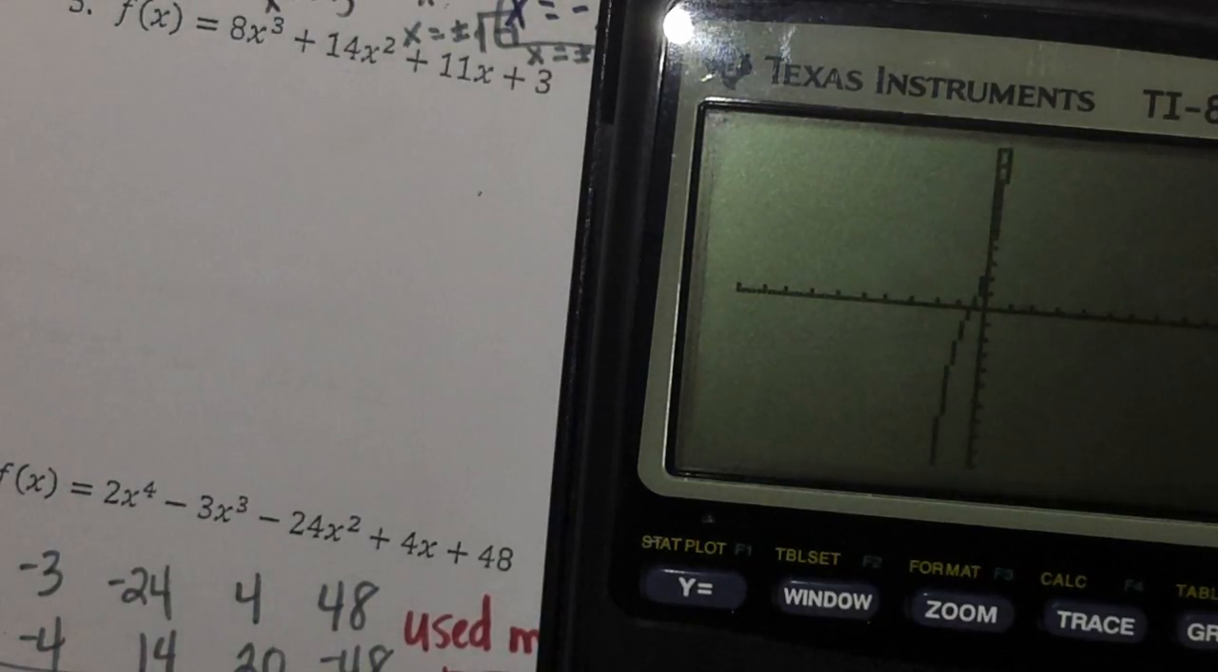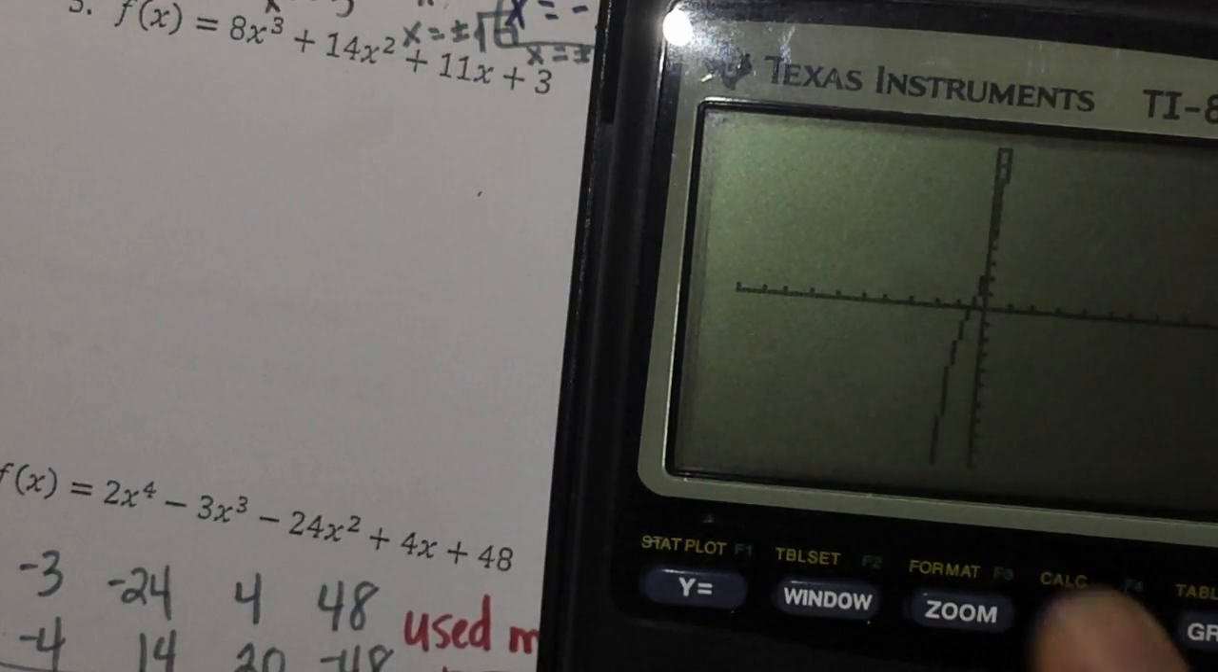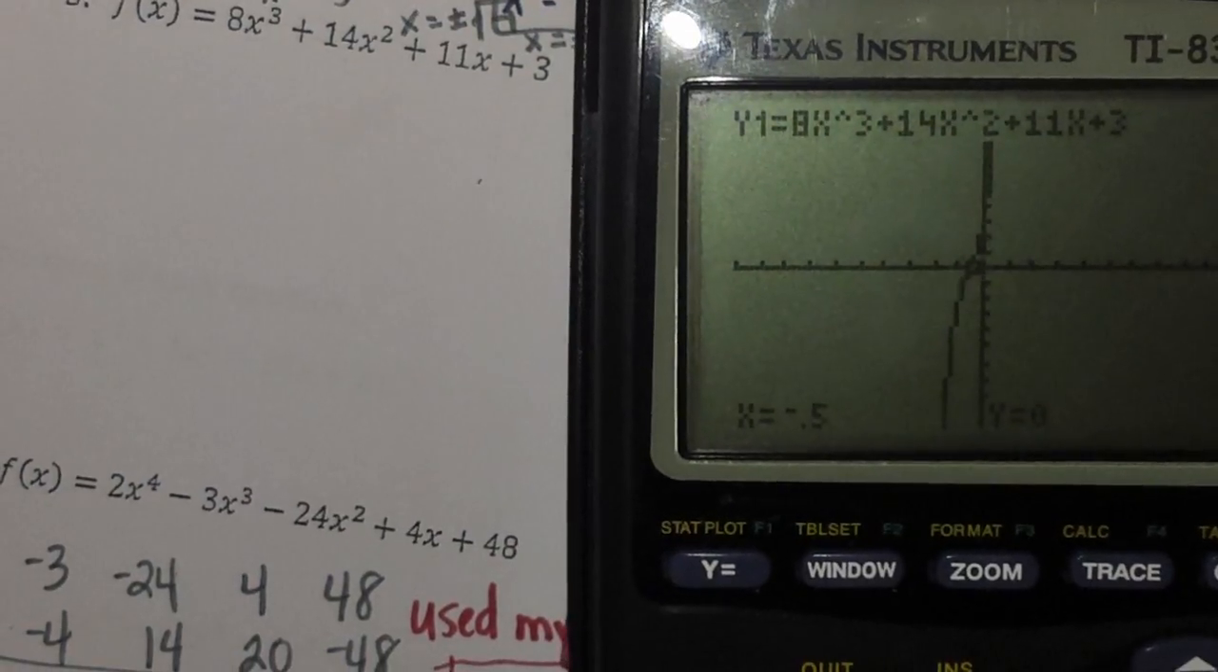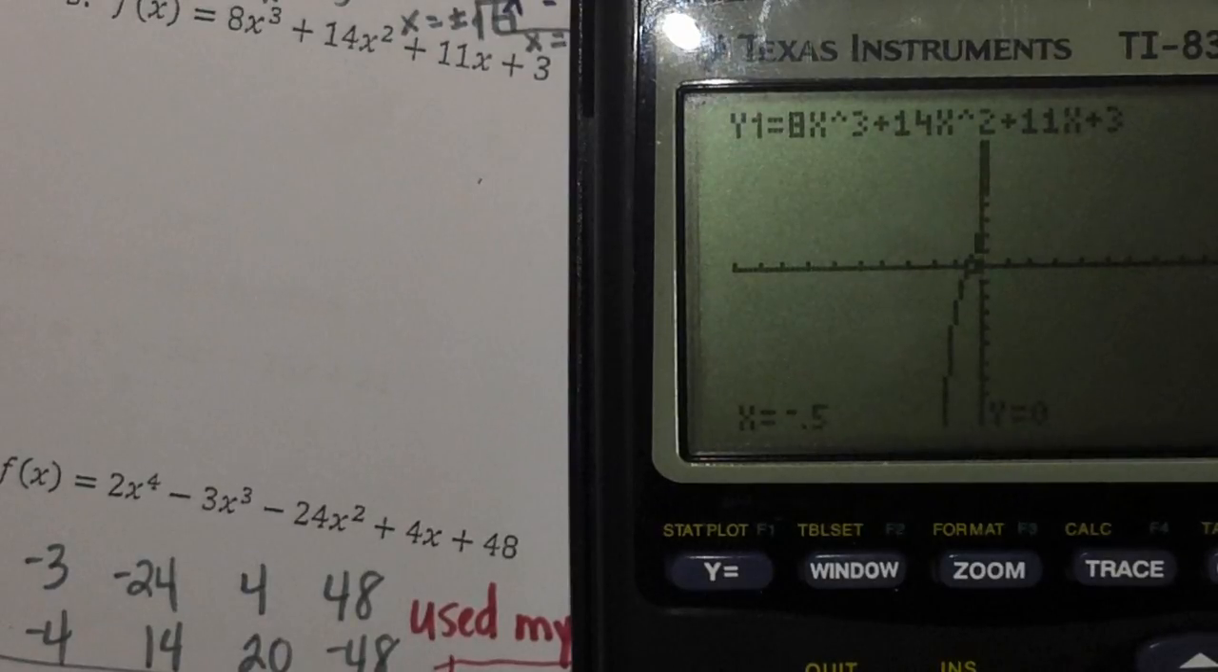No, sadly enough, it's not quite to the dash. It looks like negative 0.5. Let's see if we're correct. We might be, we might not. Trace, negative 0.5. Lo and behold, she guessed correctly. So one of our answers is literally negative 0.5. How many answers do we need? We gotta have 3 because it's degree 3.